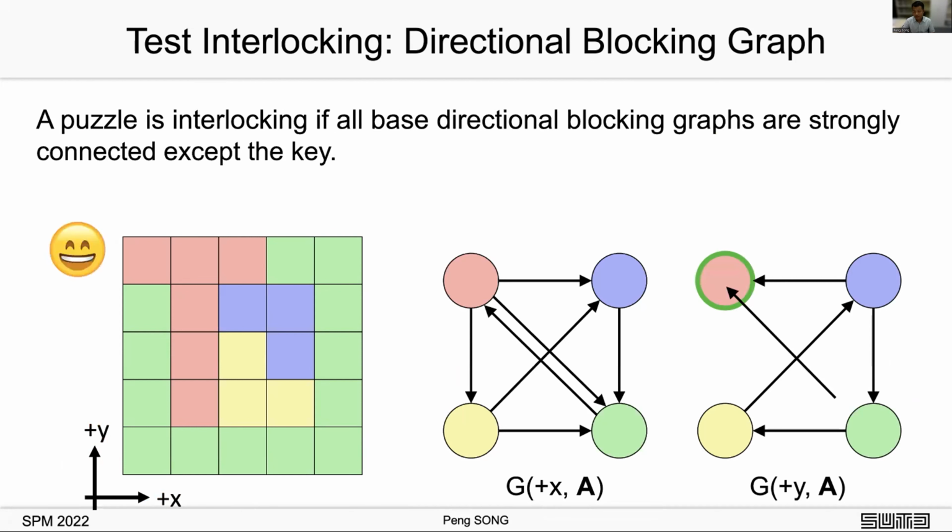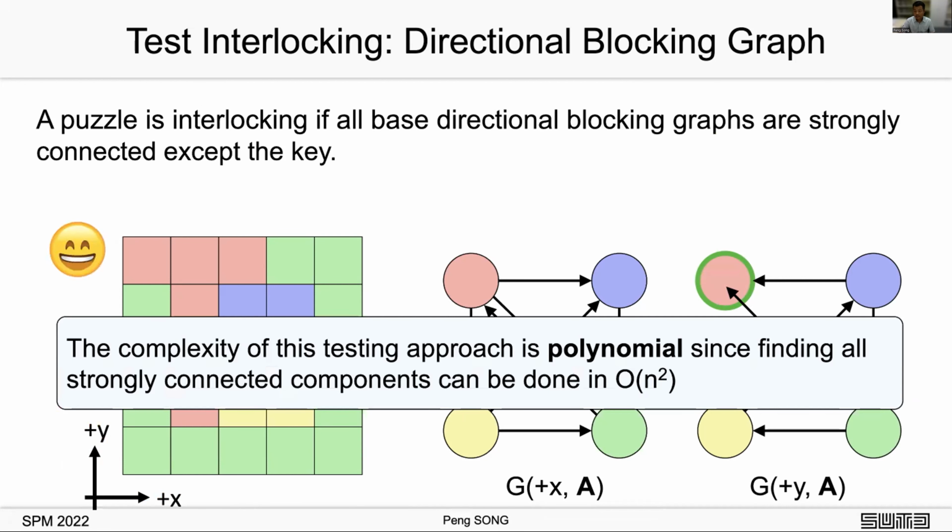We have shown that the assembly is interlocking if all its base directional blocking graphs are strongly connected except the key. The complexity of this testing approach is polynomial, since finding all strongly connected components in a graph can be done in big O n to the power 2.